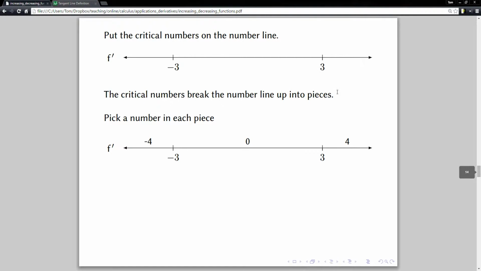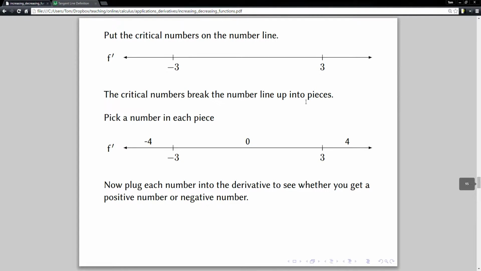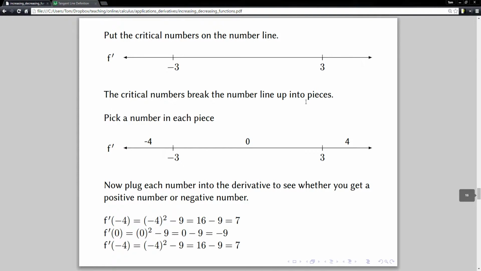So to do that, what I'm going to do is pick a number on each piece. It doesn't matter which number you pick. Here I'm going to pick negative 4, but you could pick negative 5 or negative 6 or negative 7, so long as it's clearly on this piece right here. So on this piece I'm going to pick 0. On this piece I'm going to pick 4. And I'm going to take those numbers and plug them into the derivative, and really what I'm just looking for is whether I get a positive number or a negative number when I plug those in.